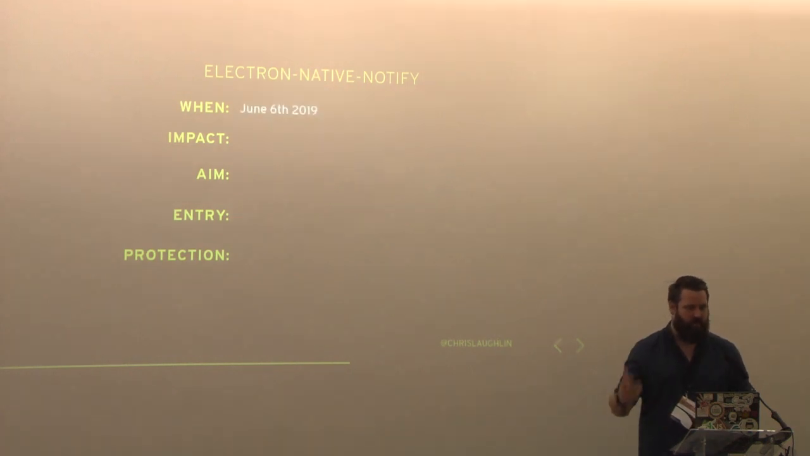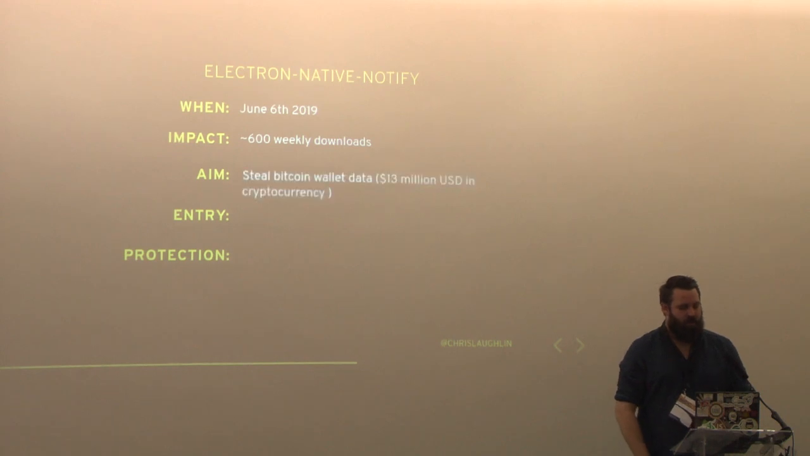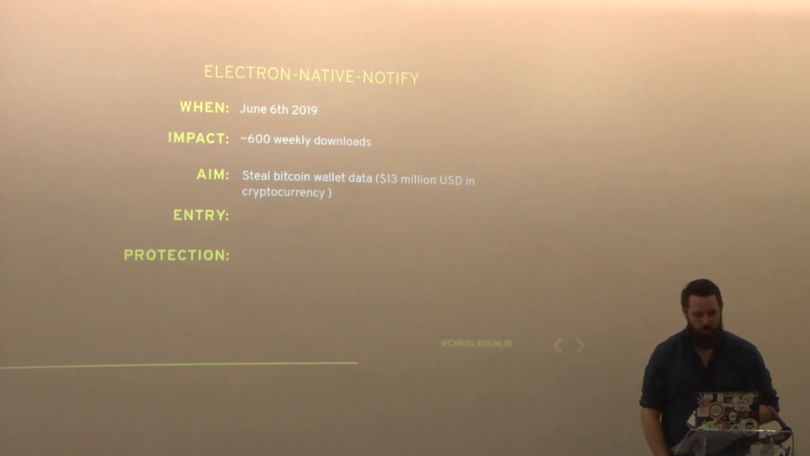It was discovered on the 6th of June this year. The impact, again, was very small because it was discovered so quickly. It was only around 600 weekly downloads. But the aim here, again, was to steal this imaginary money that everyone seems to be going crazy about: Bitcoin wallet information. It's estimated that when they prevented this attack from going through and recovered all the data, they managed to recover $13 million worth of Bitcoin, which is a big win for the npm security team and a big thing to celebrate for them.